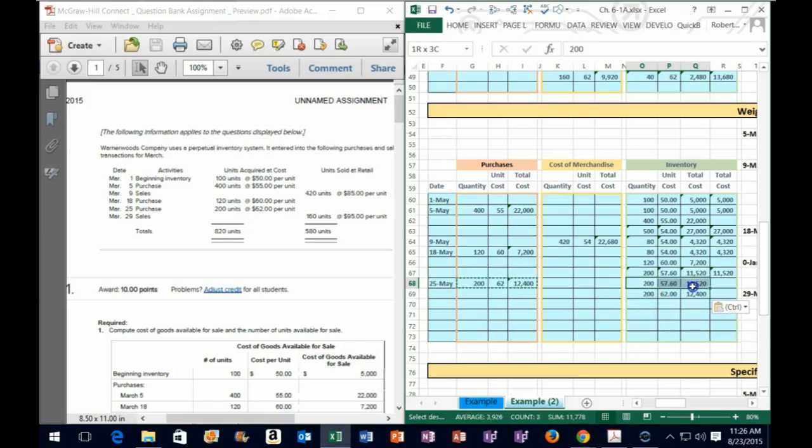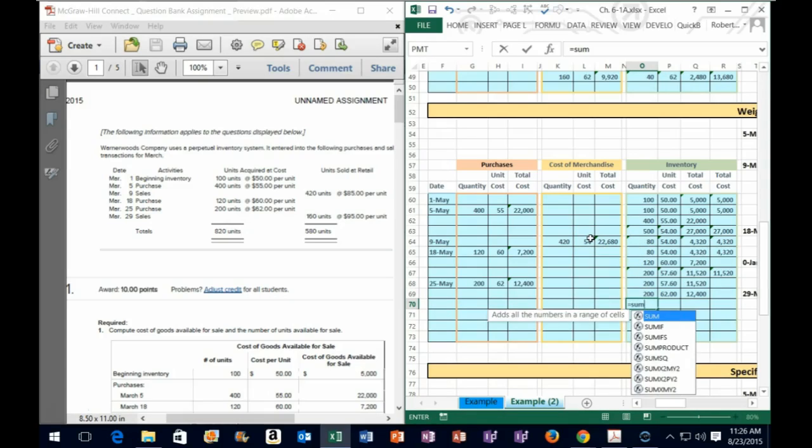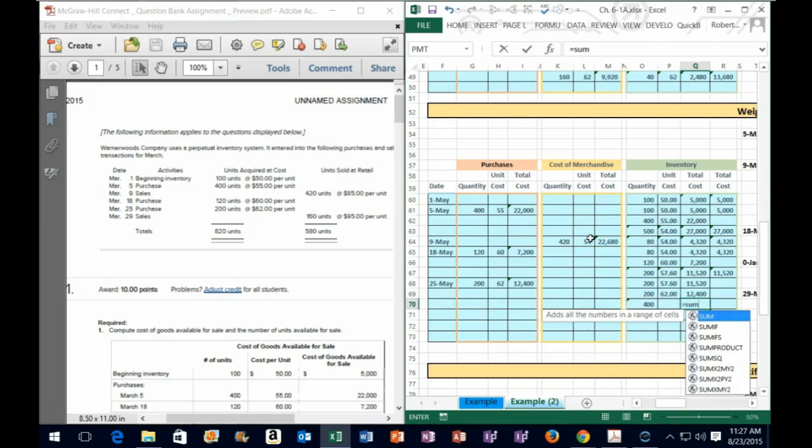Now we need to calculate the average price based on this information. We have 200 units at 57.60, 200 at 62. So we're going to add up the total units, add up the total cost, then take the new average. I'm going to do that by saying equals the sum, shift 9, up arrow twice, holding shift down, down arrow once. 200 plus 200 is 400. Going to go over here to the total cost, equals SUM. Again, I could double click on sum, but I'm going to hit shift 9, up arrow twice, holding shift down, arrow once, and 11,520 plus 12,400 is, enter, 23,920.